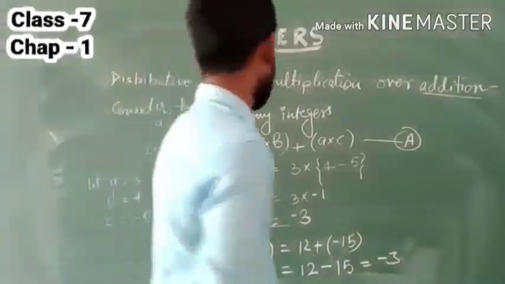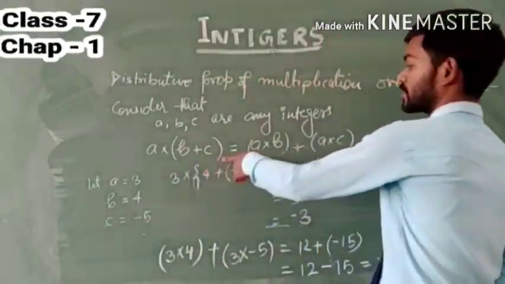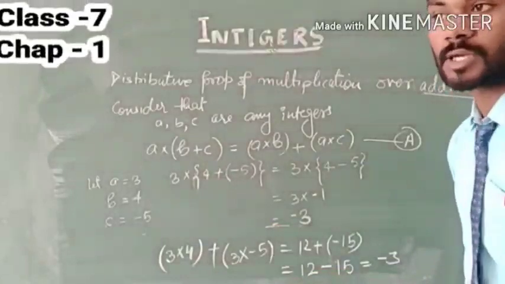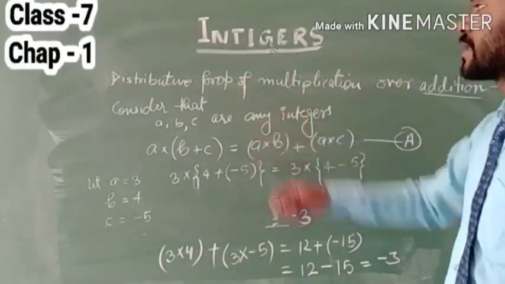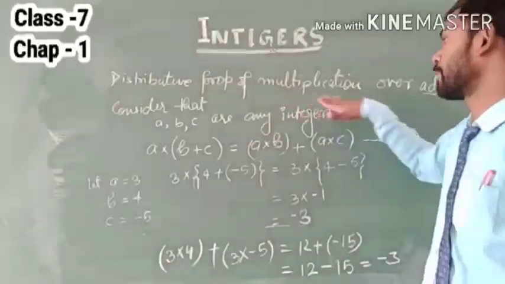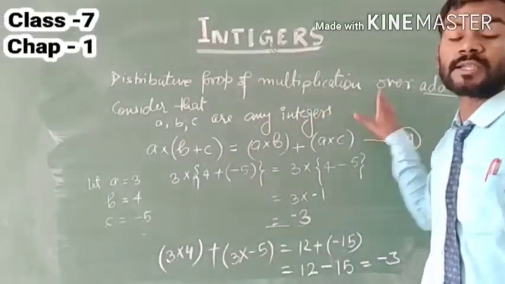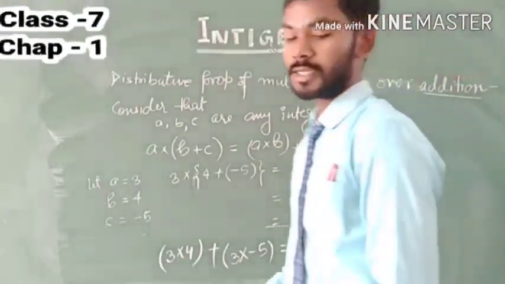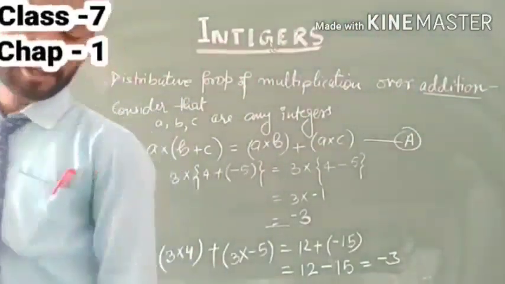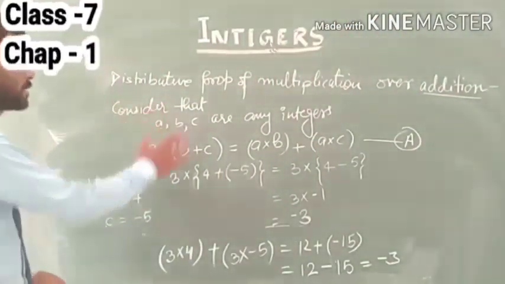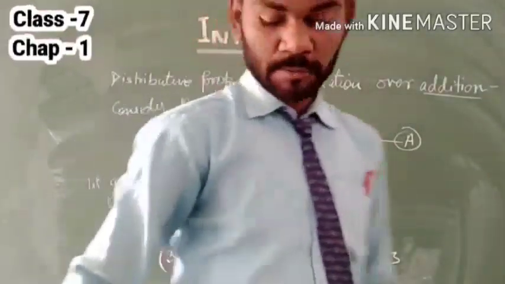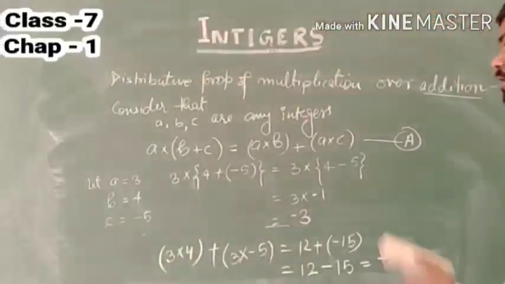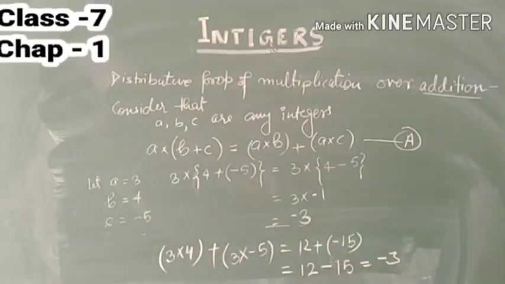So we can say that the left hand side of this statement is equal to the right hand side of statement A. Therefore we can say that the distributive property of multiplication over addition is satisfied by the integers. Okay students, I hope this concept is clear to everyone. Now let us see the next, that will be the inverse property or multiplicative inverse of the integers.